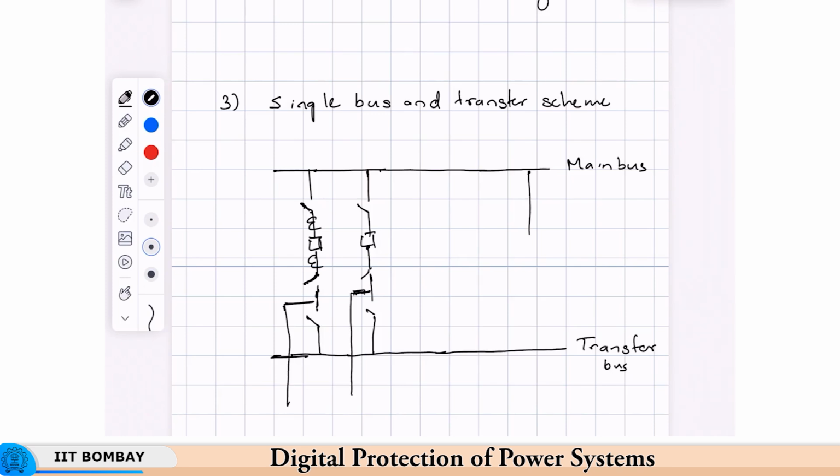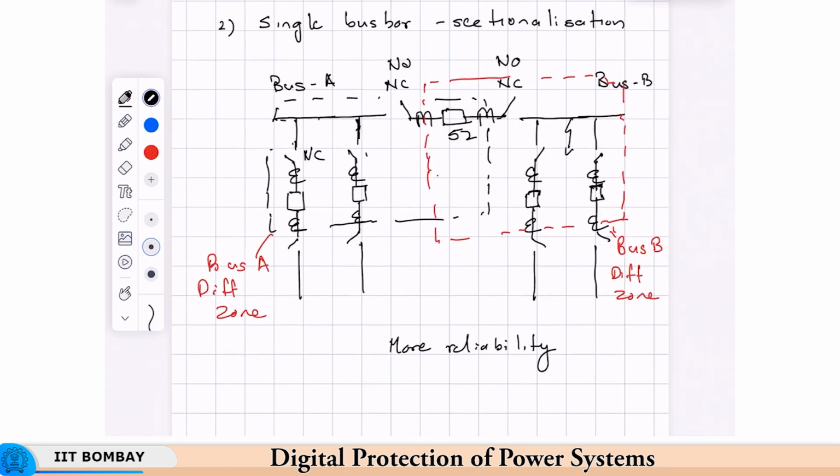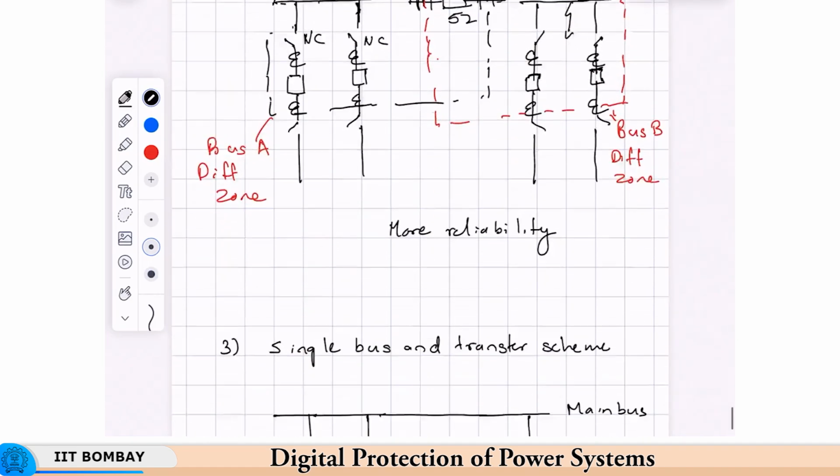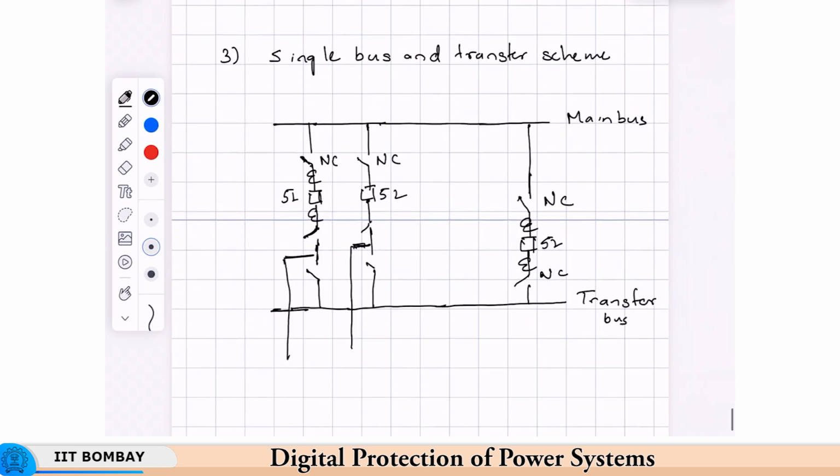And the last one will be what is known as a transfer breaker. So, this is a 52. Of course, I have not written 52 everywhere, and here also all these are normally closed. Where I have not mentioned, please assume that the switches are normally closed.